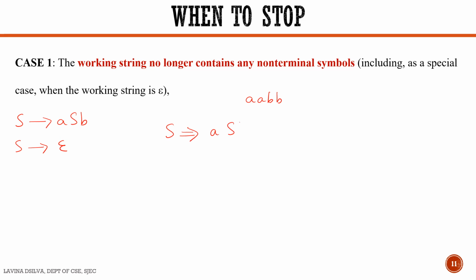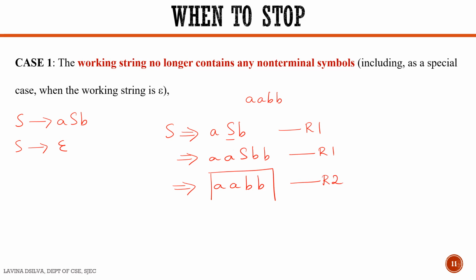We take ASB, that is rule number 1. Again, this S is replaced by rule number 1, so it would be ASBB, and then I make use of rule number 2 and obtain AABB. We know that this working string does not have any non-terminal symbols. Therefore, we can stop generating the strings.